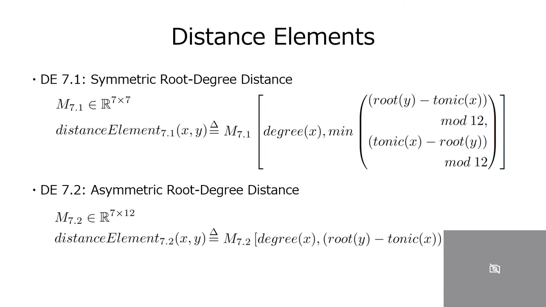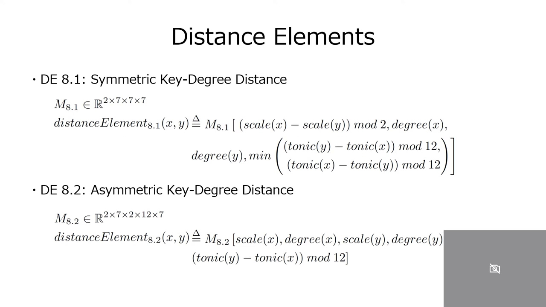Next, we define root degree distances. They are meant to consider degree information. But when used with degree features alone, that distance element performed very poorly, so we combined it with the root position relative to the tonic. And finally, we define key degree distances. They can describe the most granular metric structures and handle scale, tonic, and degree transitions and their mutual influences at once.